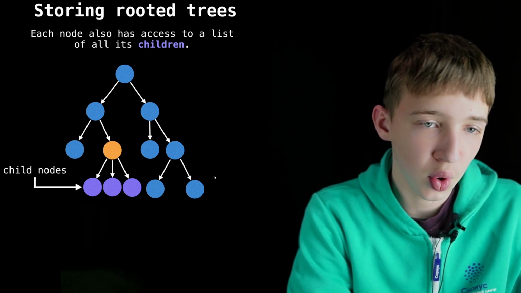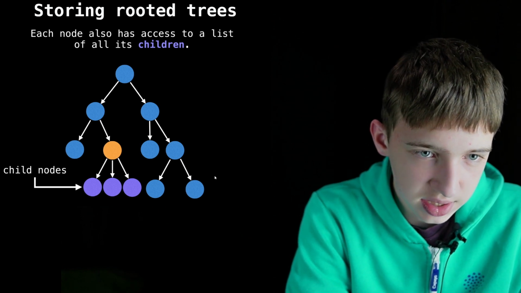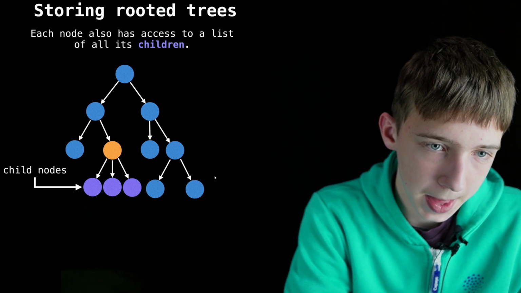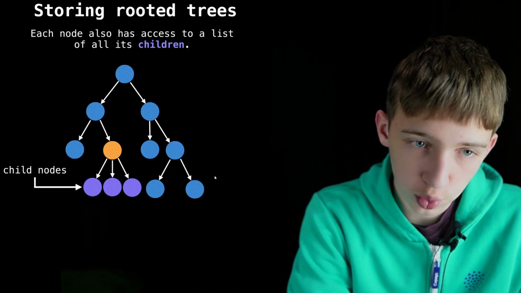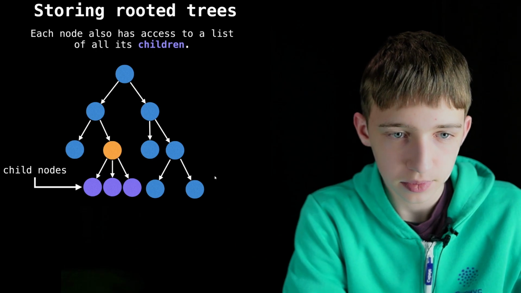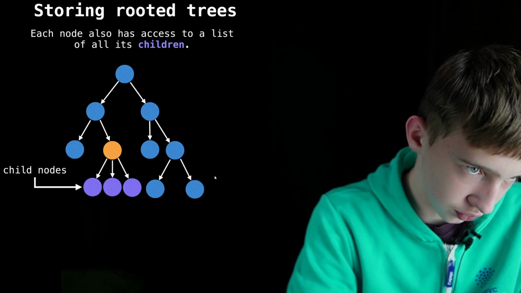So these are known as child nodes. In this slide, the orange node is the current node we have a reference to, and the purple nodes are all its children. We can access them from this node. And all the bottom nodes, our leaf nodes, do not have any children.